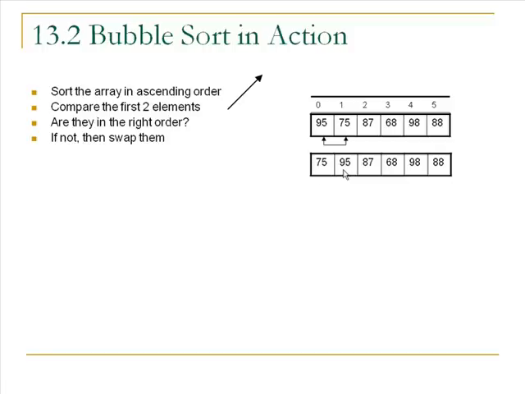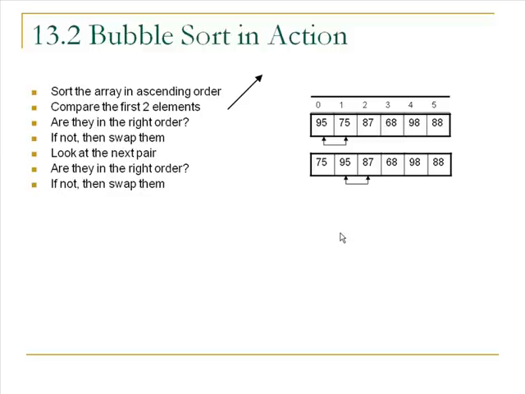so we're going to swap the 95 and the 75. I redraw the whole array here, but we only have one array. We're sorting these numbers in place, which means we're not making another array and putting the numbers in it. We're using only this one memory location for the array, and we're going to rearrange the numbers. So the first two are now swapped, and then let's look at the next pair of numbers, the 95 and the 87. Are they in the right order? Well, they are not, so we're going to swap them. And now 87 and 95 are swapped.